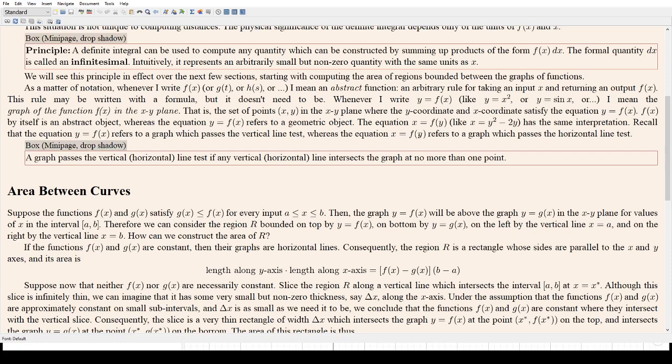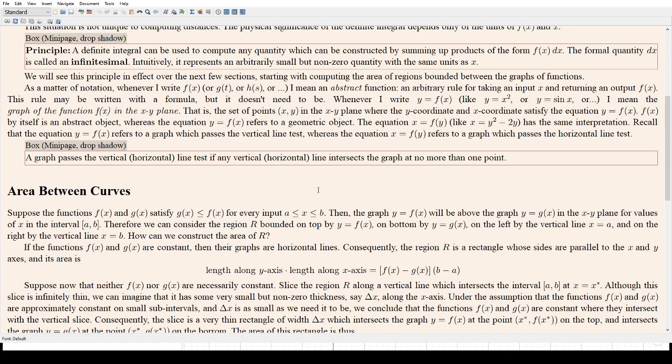Whereas, if the roles of the two coordinates are interchanged, so if x is a function of y, then this is going to be a graph that passes the horizontal line test. So any horizontal line is going to intersect the graph no more than once. So basically, x equals f of y, y equals f of x, it's the same situation geometrically, just reflected about the 45-degree line.